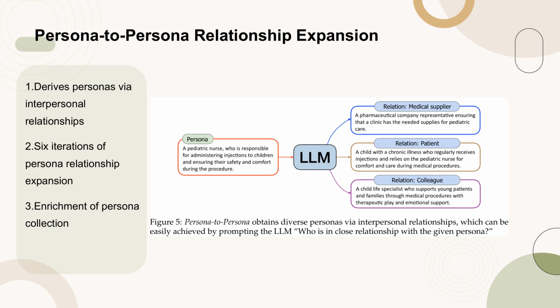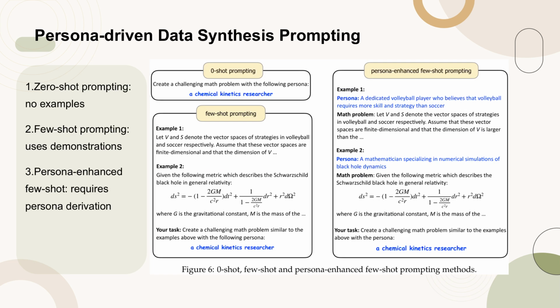This is achieved by prompting the large language model, LLM, with questions like: who is in close relationship with the given persona? For instance, a child persona can be derived from a nurse persona, and a beggar persona from a shelter worker persona. The process involves 6 iterations of relationship expansion for each persona obtained through text-to-persona, thereby significantly enriching the persona collection. Figure 6 illustrates 3 methods for prompting data synthesis using personas. The zero-shot method relies solely on the model's creativity without any examples.